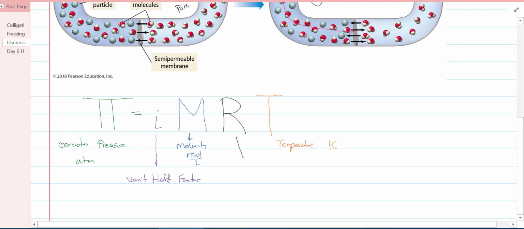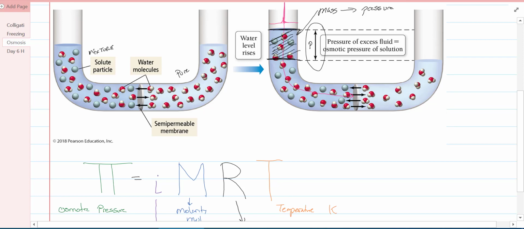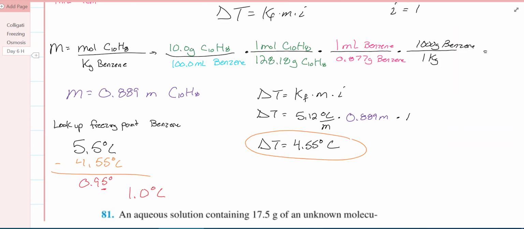So that means the R we have to use is still the gas constant. All right, but which one? Well, I have atmospheres, liters, moles, and Kelvin. So it's going to be 0.08206 liter atmospheres per mole Kelvin. All right, those are our units. So this is all osmosis is. Osmosis is when you have a semi-permeable membrane, like a filter, but it's not paper, and you have a net migration of water. In this case, the net migration of water will go left to dilute the solution.